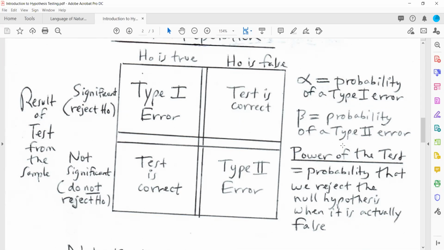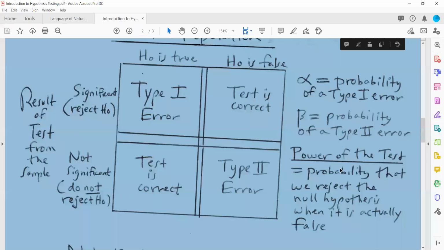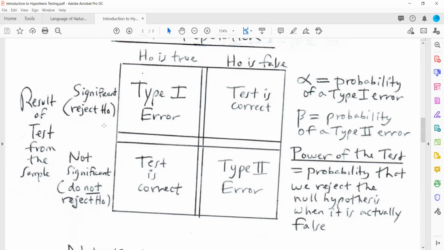Now, the question is, why do we define the power of the test? It's because the researcher's goal is to reject the null hypothesis because they believe the null hypothesis is false. That's why they're doing the research. So since they're thinking that the null hypothesis is false, and they hope there's a very high probability that it is false in reality, then they want a very high probability for the power of the test. They want this to be a high probability because that's their goal. They want to reject the null hypothesis because they think it's false in reality.